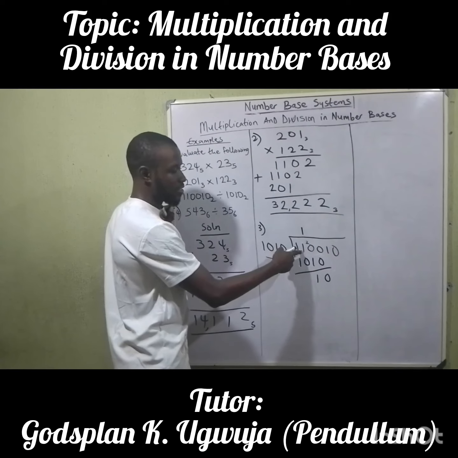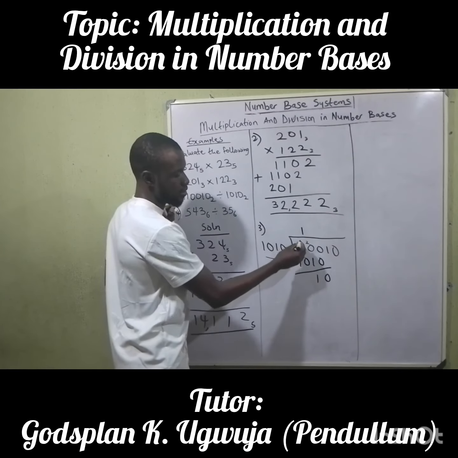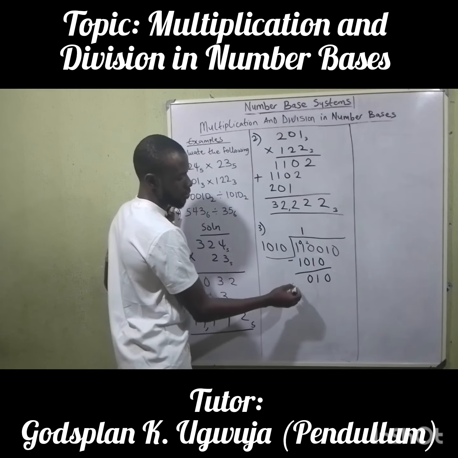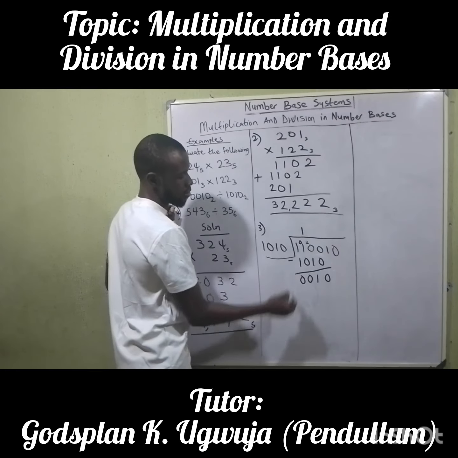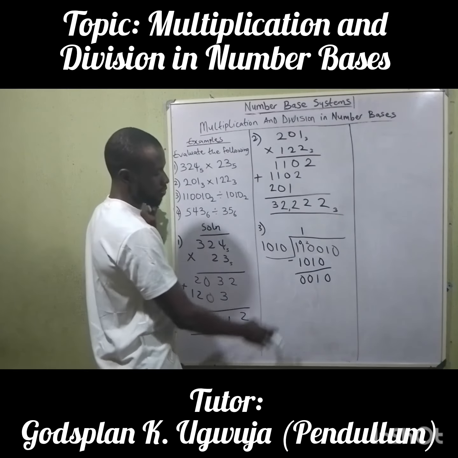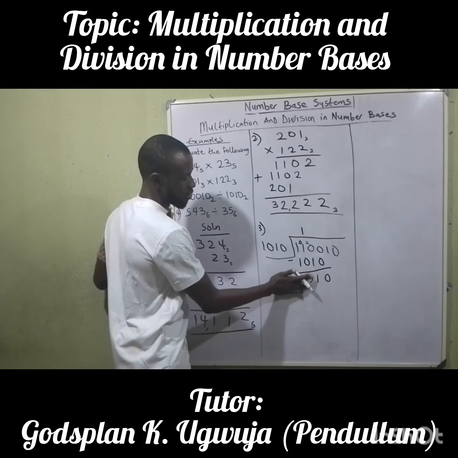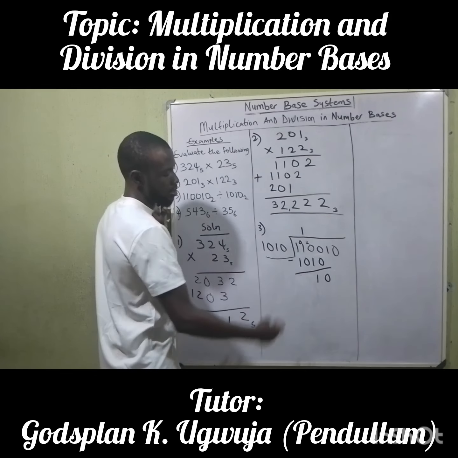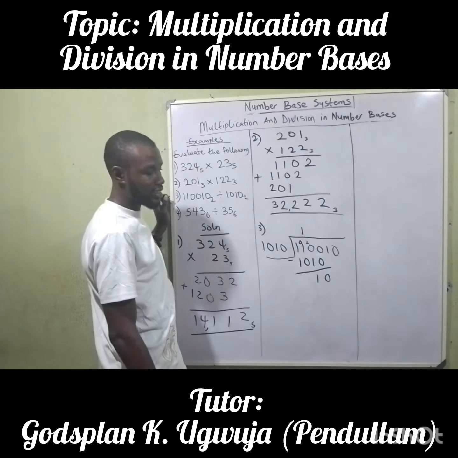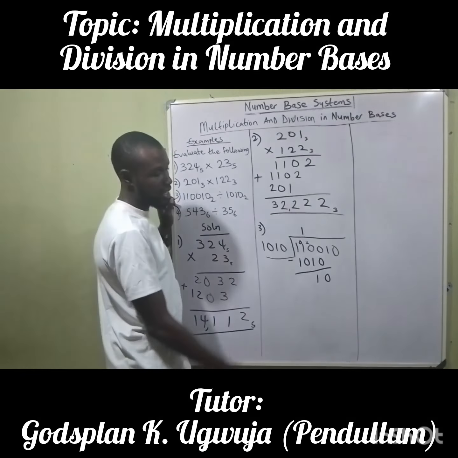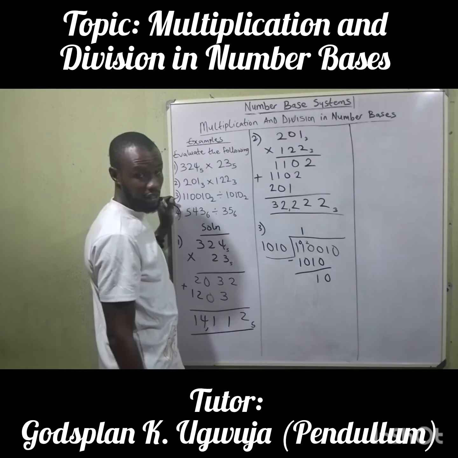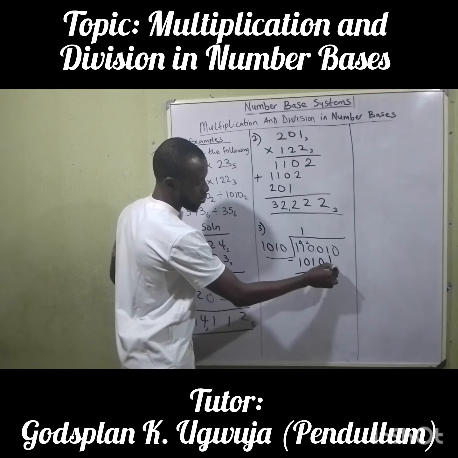Now this is left with 0. 0 minus 0, 0. 1 minus 1, 0. So this is what we have. We can clean these 2 zeros, it doesn't matter. So our difference is 10. In binary, 100 minus 10 is 10. So we bring down this one.